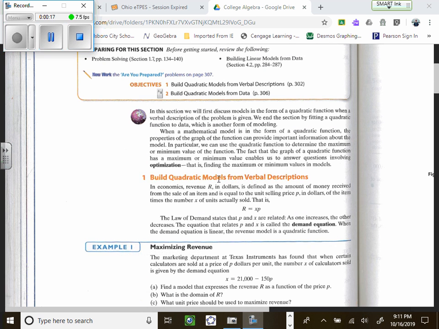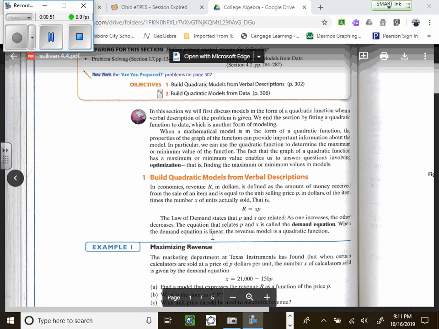It says build quadratic models from verbal descriptions. In economics, the revenue R in dollars is defined by the amount of money received from the sale of an item and is equal to the unit pricing P in dollars of an item times the number X of units actually sold. So it's the price times how many you sold. The law of demand states that P and X are related as one increases and the other decreases. The equation that relates P and X is called the demand equation.